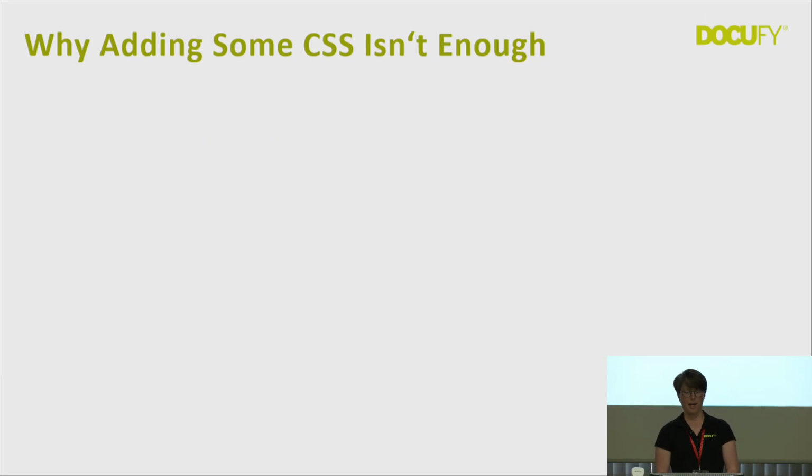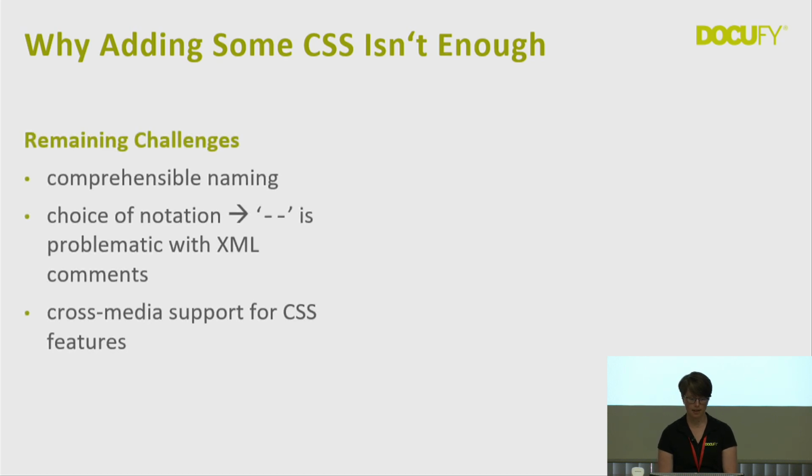The remaining challenge, I think, is a comprehensible labeling of all the visual patterns, and maybe also the choice of the notation. For example, BEM provides a double minus to visualize the modifier, which might also conflict with XML comments here. I'm open to suggestions if you have any. And what is untouched by all the structure approach is the challenge of cross-media support for CSS features.